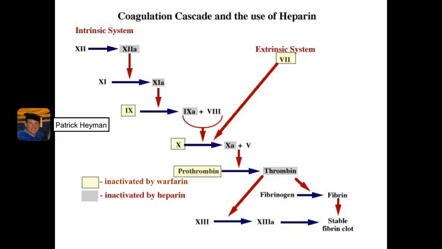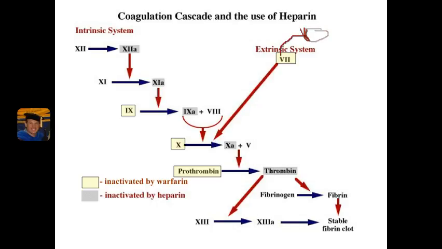This is a brief and simplified view of the coagulation cascade. When you have tissue damage, what is actually not shown here is tissue factor, which is in the membrane of the endothelial cell. So when that cell is damaged, it's going to release tissue factor.